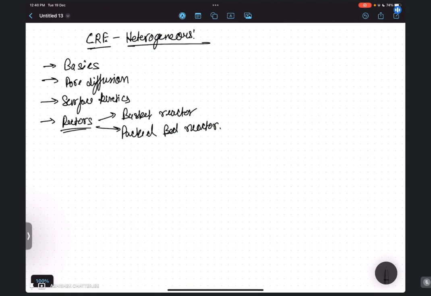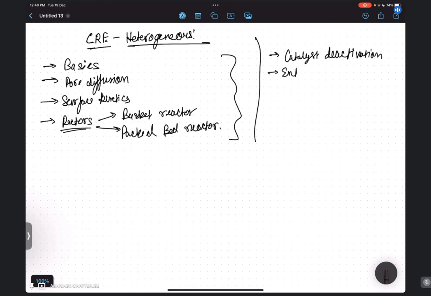So till here we have covered it. Okay, so sorry, till this much portion we need to cover. The second thing is that some new added part is also there, that is your catalyst deactivation and your enzyme kinetics.